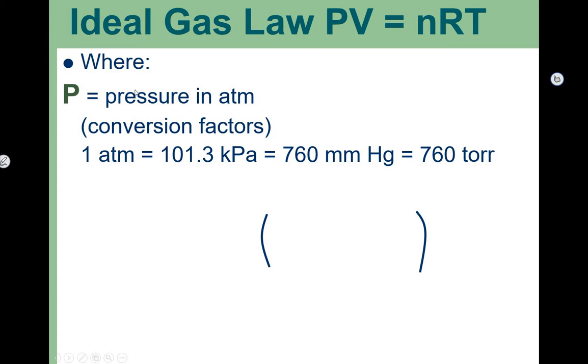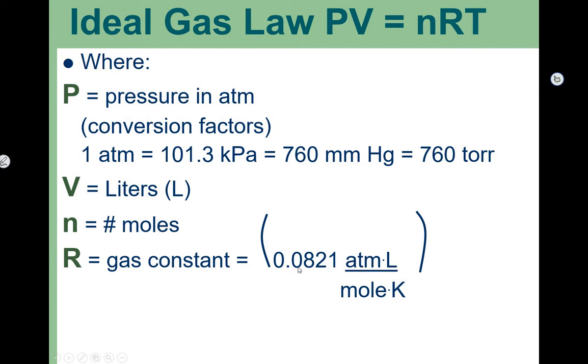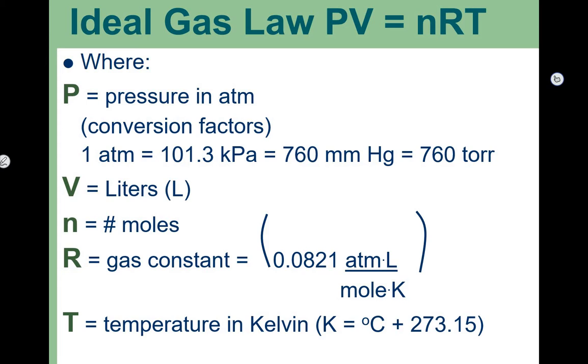So P is pressure. This is where the atmospheres becomes an issue. It's got to be in atmospheres for this particular law. Has to be in atmospheres. So you've got to be able to use your conversion factors to go back and forth very quickly. V must be in liters for this law. N is your number of moles. R is a constant. It's 0.0821 atmospheres times liters divided by moles times Kelvin. This is something I would probably put on my 3x5 card. And T has to be in Kelvin.